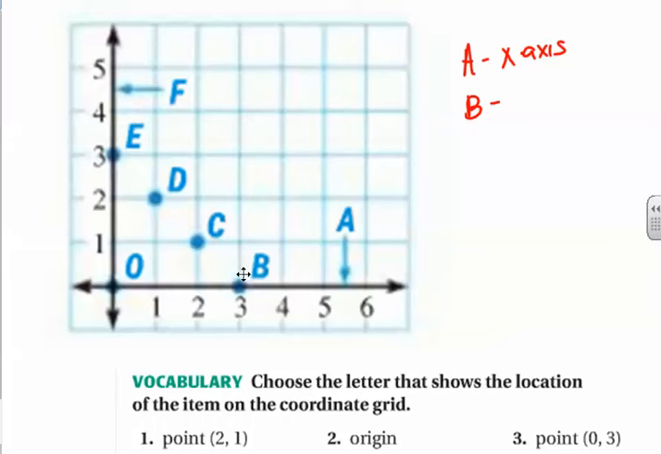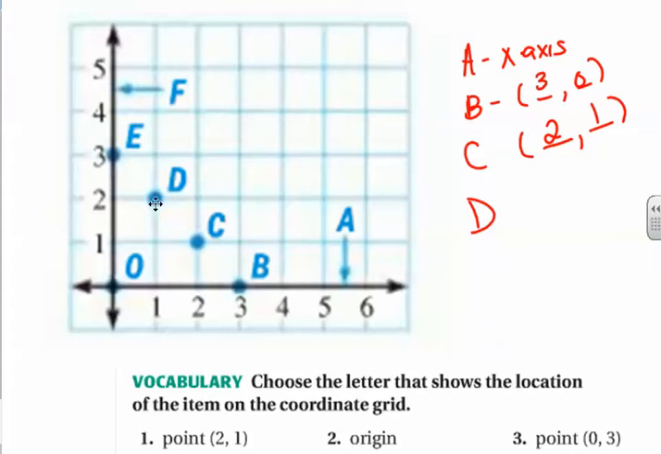Let's find B. B is a point, so I know that I need to show a point here. That means an x and a y coordinate. I'm going to start here, and I always go first to the right. So I would go over to 3, and then up. I'm not going up at all, so I'm staying at 0. So that would be 3, 0. Let's try C. C is a point again, so I need to show my coordinates. I'm looking for my x and my y coordinate. So I start at 0, 0, go over 2, up 1. So the coordinate is 2, 1.